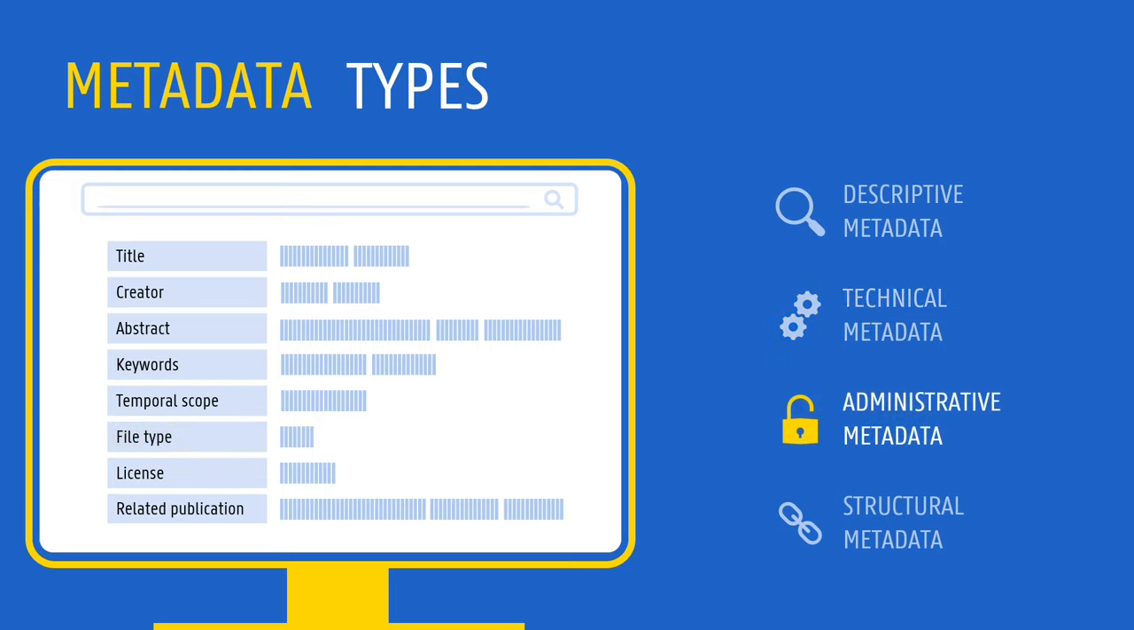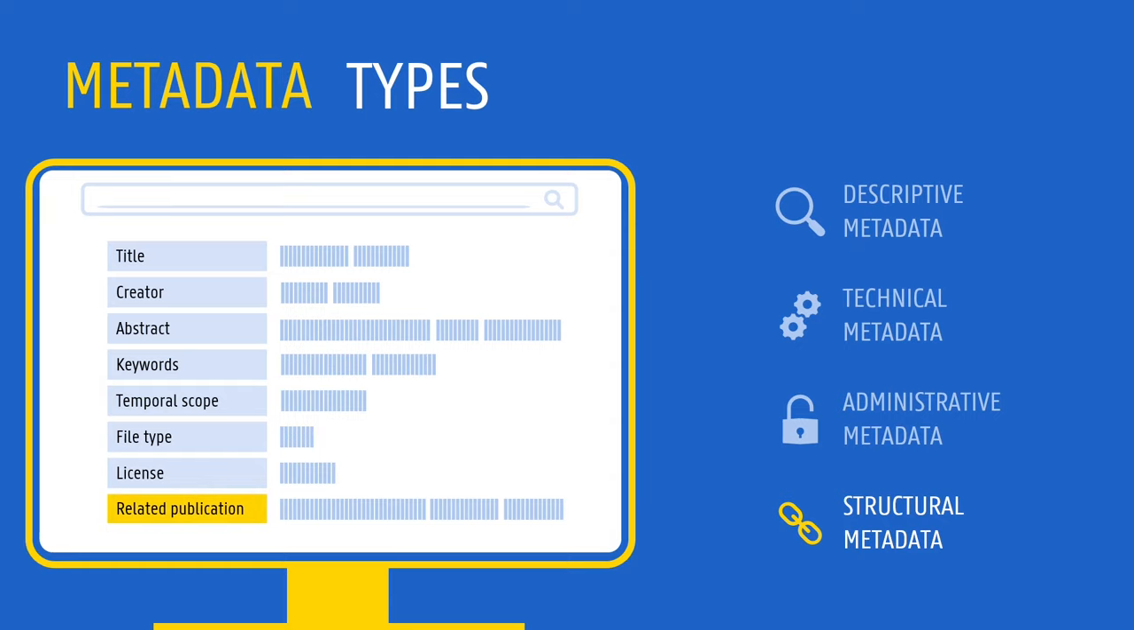Administrative metadata contains elements or fields that deal with intellectual property rights such as the license, or access rights or restrictions. Finally, there is also structural metadata. This type of metadata indicates how the dataset relates to other online resources.